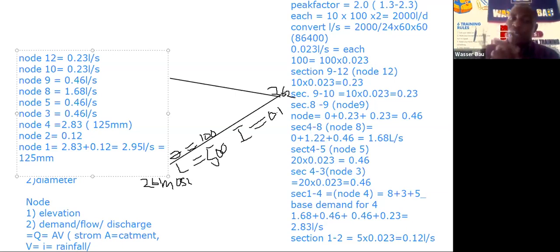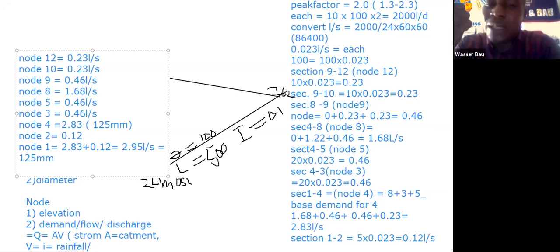Then I want you to calculate for me: what is the demand at node 4 starting? What is the demand at node 6? What is the demand at node 7? What is the demand at node 11? Each house has 50 occupants. Your time starts now. Please, can I have a question?